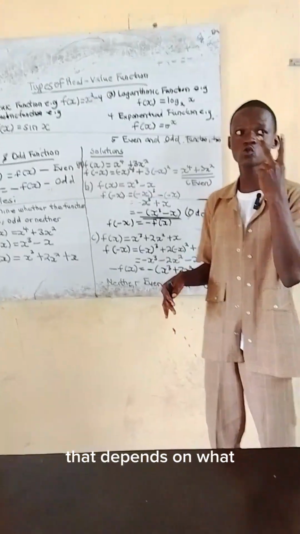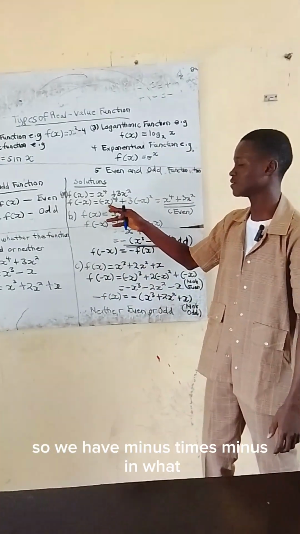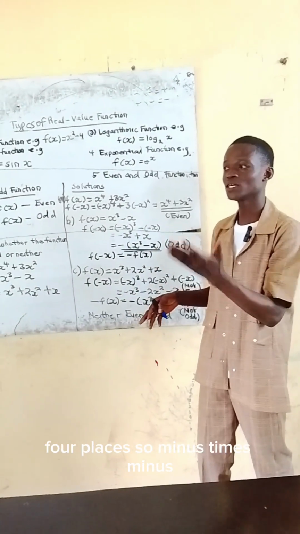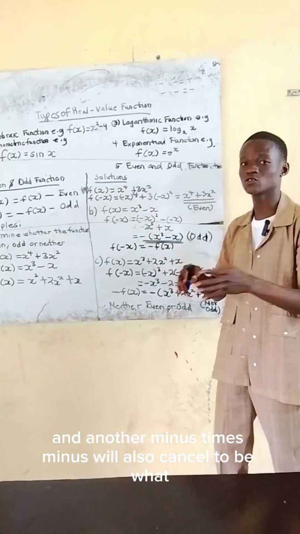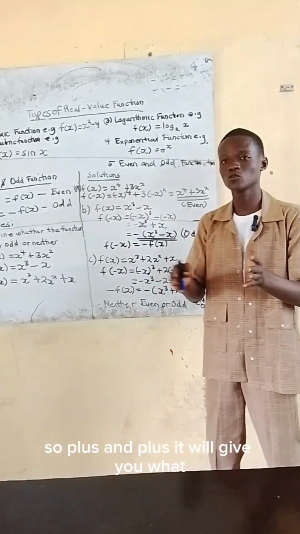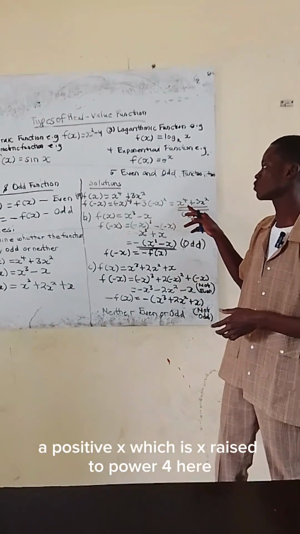That depends on two variables. They cancel each other to give you a plus. So we have minus times minus in four places. So minus times minus, which will cancel to be positive, and another minus times minus will also cancel to be what? Positive. So plus and plus will give you a positive x, which is x raised to the power 4.